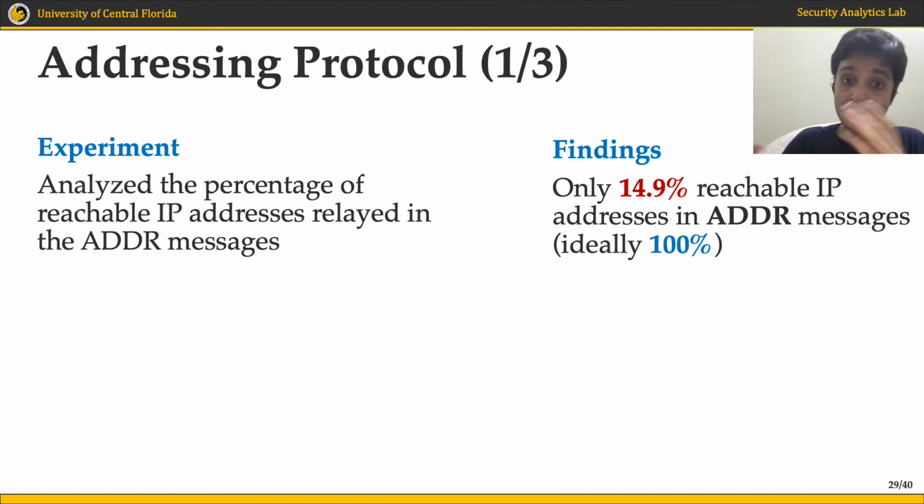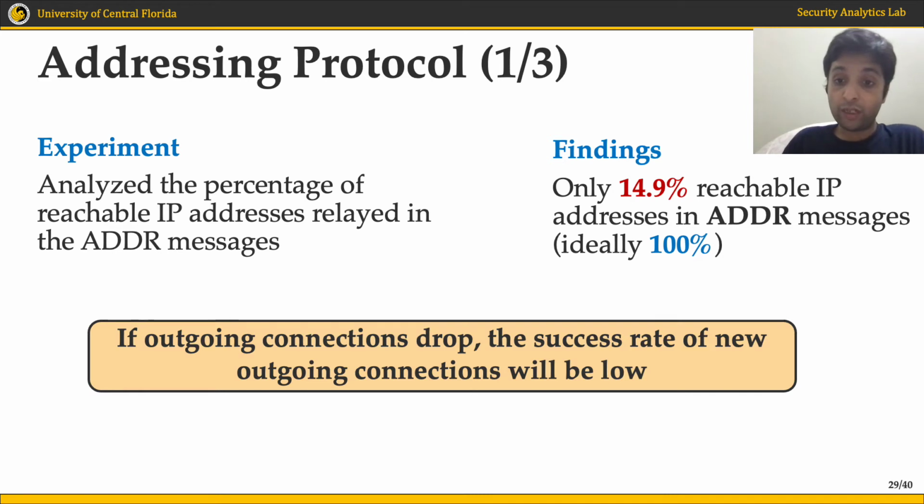However, in all those address messages that we received, only 14.9% of IP addresses in those messages belong to the reachable nodes. Therefore, one can assume that if an outgoing connection of a node drops, its success probability of establishing the next outgoing connection would be low, since the node's IP tables are dominated by unreachable IPs.